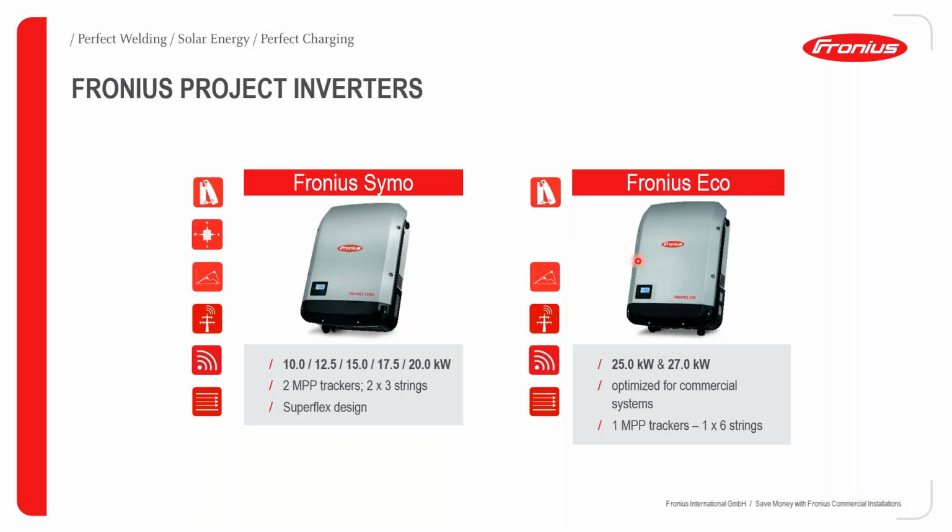Then for the ECHO, which is fondly called the commercial or the project inverter, we have just two classes, the 25 and 27 kilowatt power class. Like I said, it's optimized for commercial purposes and has one MPP tracker.